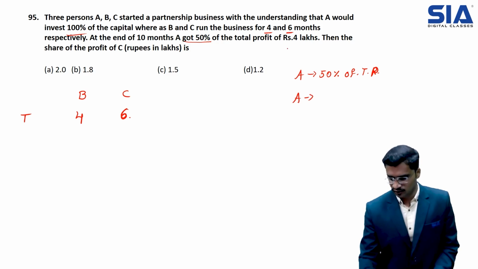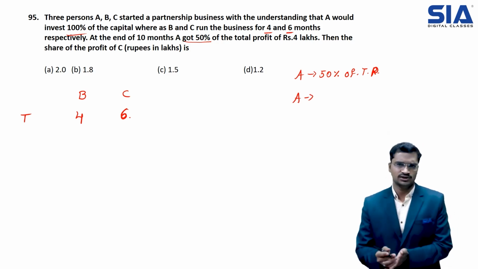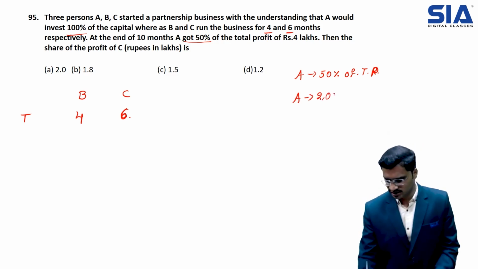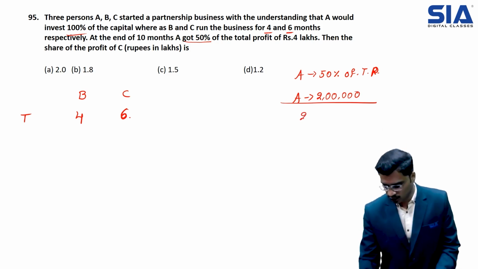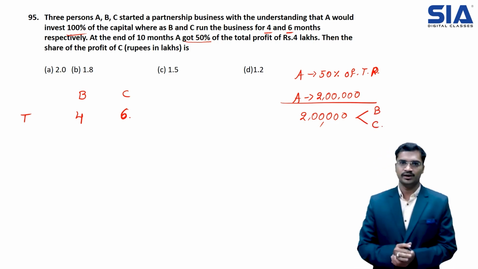Then A is taking what? 50% of 4 lakhs is 2 lakhs. Now the remaining 2 lakhs should be divided between B and C.